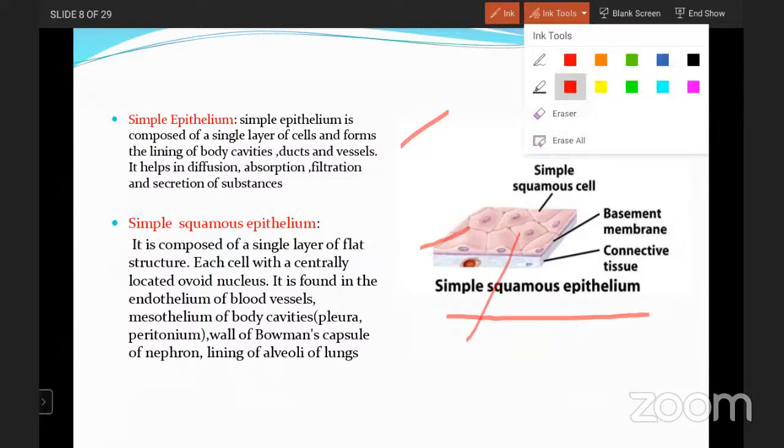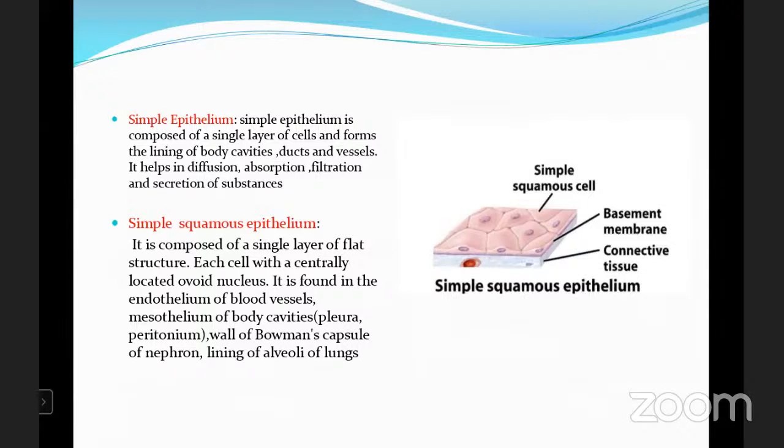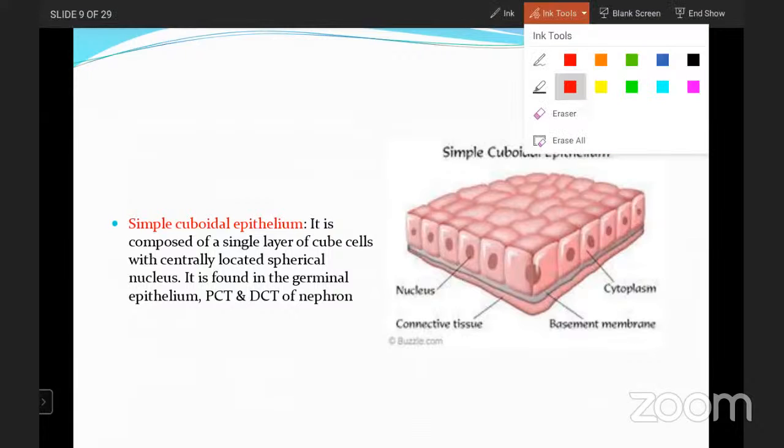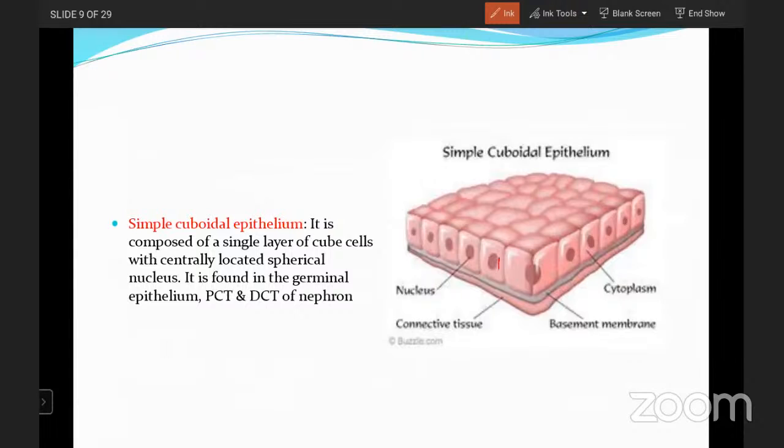Now go for the next one. Here also simple but cuboidal. Simple means having only one layer. Cuboidal means it has a cube shape. That is the epithelium. Now, in this regard, it is composed of a single layer of cube cells with a centrally located spherical nucleus. How the nucleus is appearing, here, when we are focusing only on the nucleus, it is spherical.